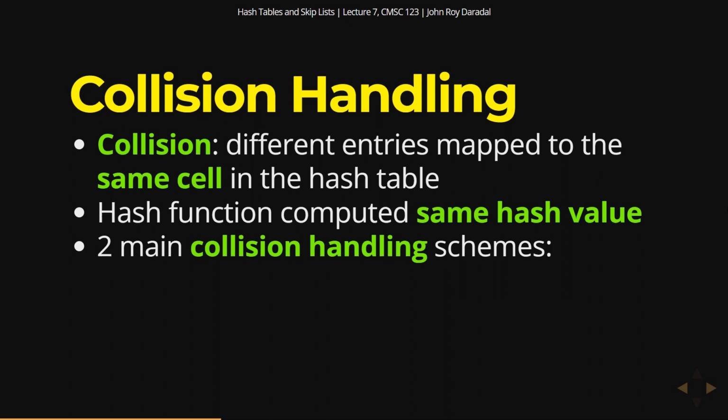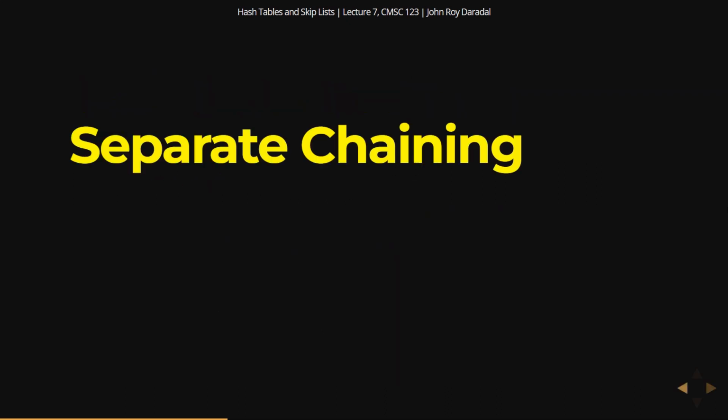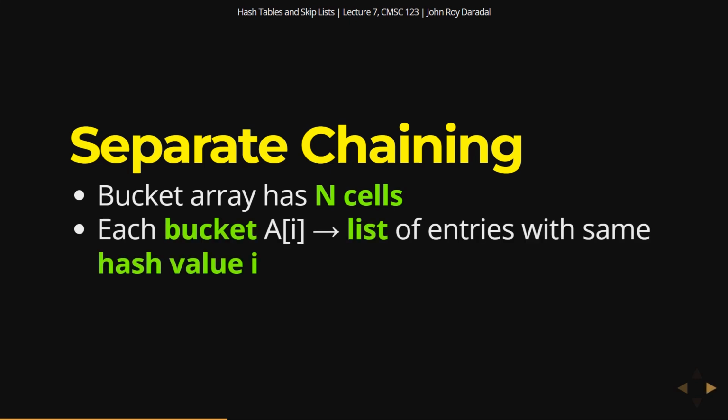So today we will look at two main collision handling schemes, namely separate chaining and linear probing. Let's start with the first one, which is separate chaining. So what is separate chaining? We know that our bucket array, or simply the table, has n cells because that is the size of our array. For each bucket or each cell A sub i, this will hold a list of entries that have the same hash value i. So all the collisions will be placed in this list.